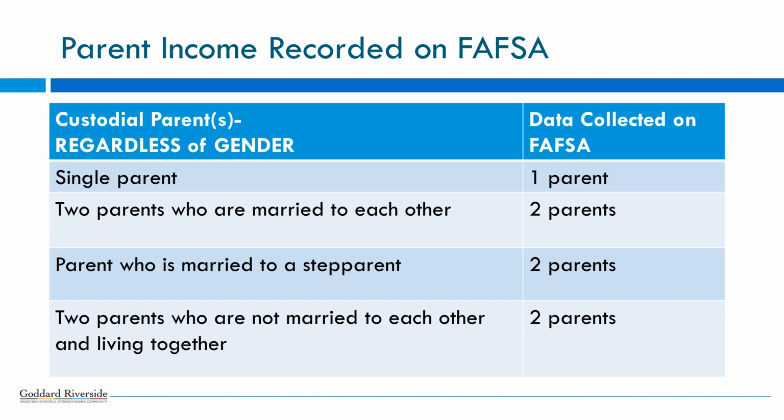When you have a parent who is married to a step parent, and they are legally married, then you're going to report the parent and the step parent. And then when you have two parents who are not married to each other, but they live together and they are the biological parents, then you would report that. So mom and dad have been living together, but just never got married, but they are the biological mom and dad. That mom and dad living together will both report.